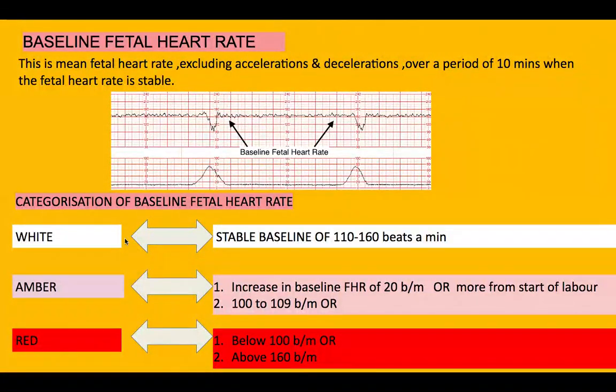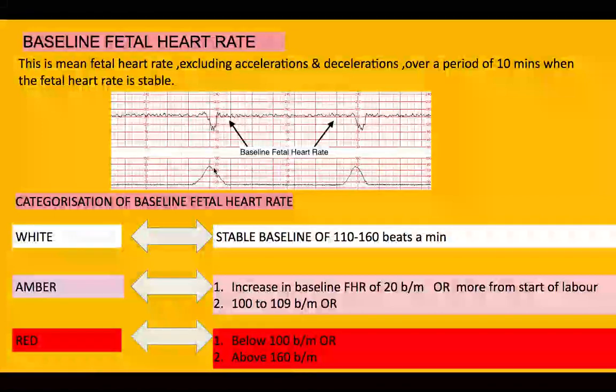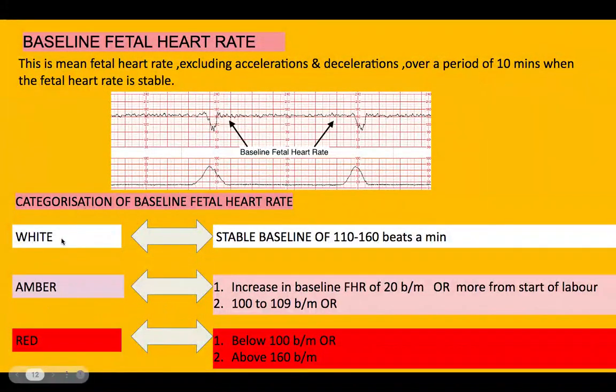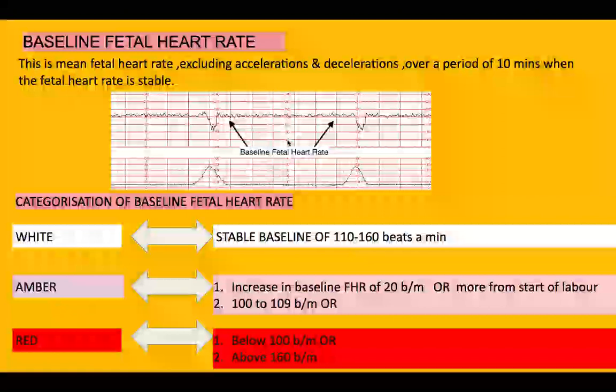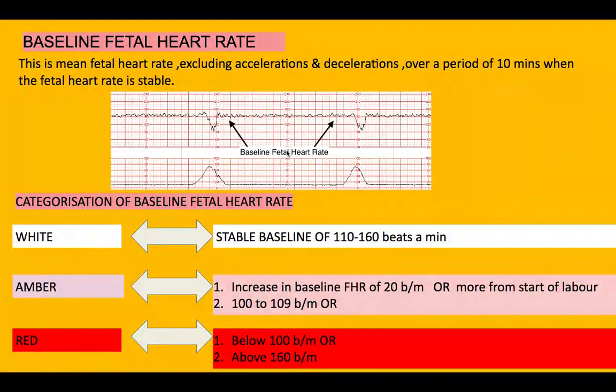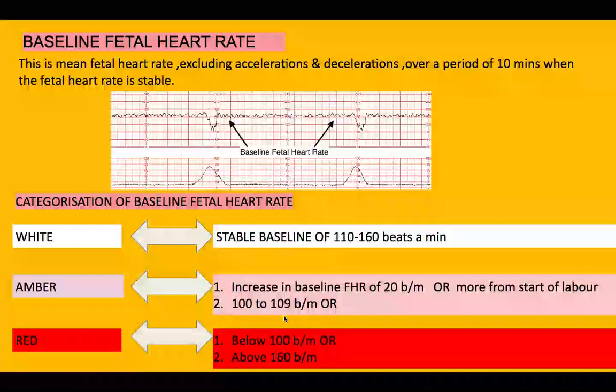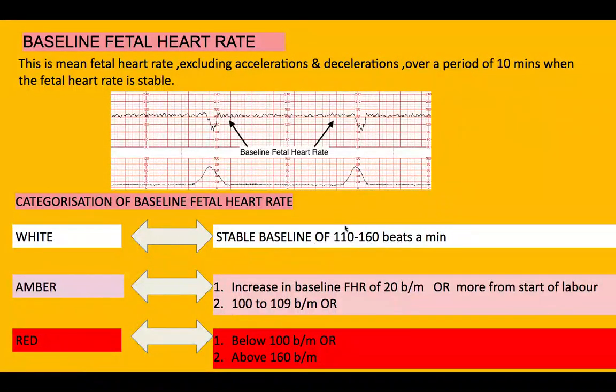Now, how will we categorize the baseline fetal heart rate? Just take a screenshot of this slide. I have made them in the colors white, amber, and then red. White means a stable baseline heart rate of 110 to 160 beats per minute, right? You can count from here. This is 90, this is 120; this vertical line shows the fetal heart rate, and this horizontal line shows the time. So a stable baseline of 110 to 160 beats per minute is white, and amber is when there is an increase in the baseline fetal heart rate of 20 beats per minute or more from the start of labor, or 100 to 109. When it is 110 to 160, it is a stable baseline.